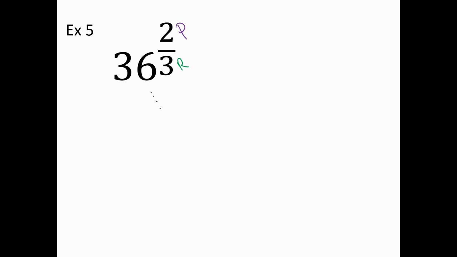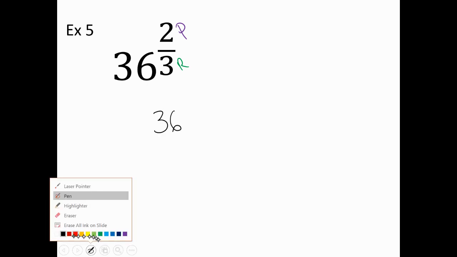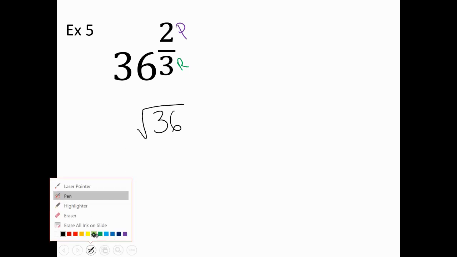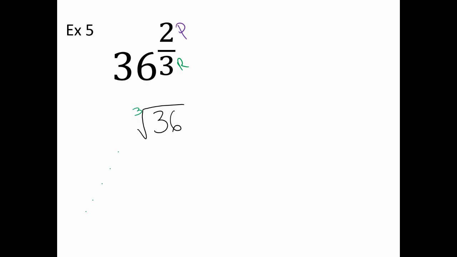Okay, so I'm going to go ahead and take my base of 36. I'm going to write my radical and my power here. And since I do not know the cube root of 36, remember that little root is called your index. The index is 3. That means we need 3 of them.